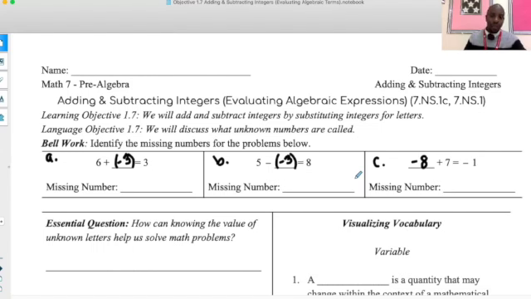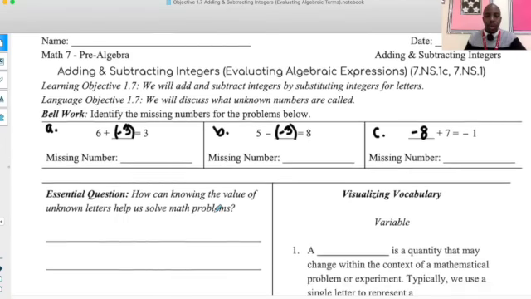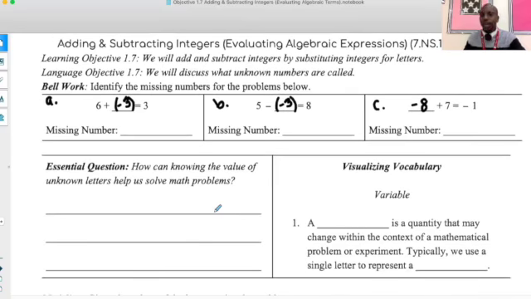Let's go into what we're talking about for today. Now, we're going to talk about evaluating algebraic expressions, and that may be a very new term for you at this point. But I want you to know that an algebraic expression is really just saying we're going to substitute something in called a variable. We're going to change it with a variable, and as you see in our visualizing vocabulary, the word variable is a quantity that may change within the context of a mathematical problem or an experiment or something like that. And it's typically a single letter, A, B, C, X, Y, Z, some type of letter to represent an unknown.